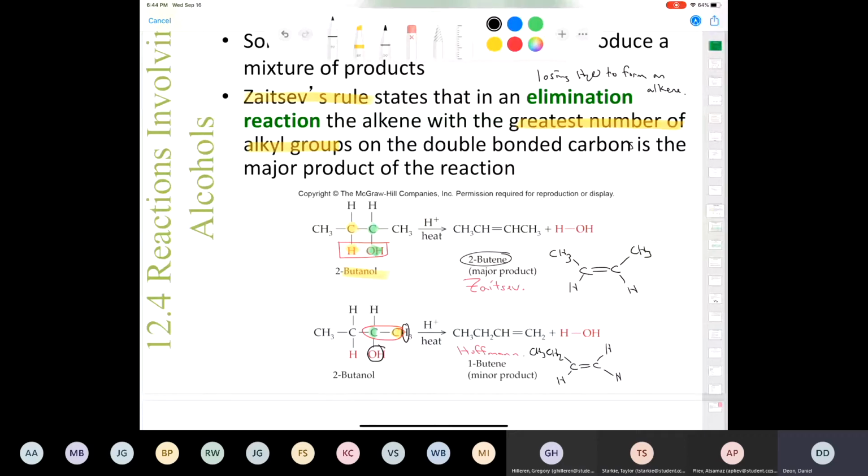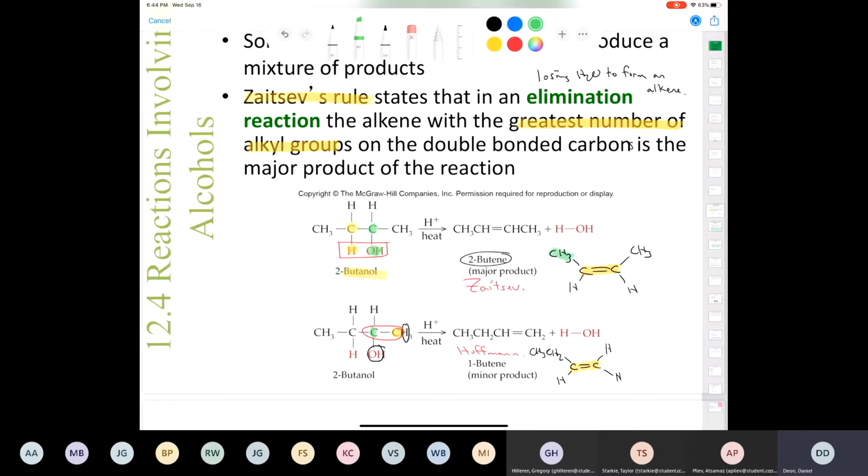Let's examine these two alkenes that I just took so much time to draw. Which one of these carbon-carbon double bonds has the most alkyl groups on it? 2-butene or 1-butene? Which one has the most alkyl groups? Okay, so people are saying 2-butene. You're right. Let's examine it very carefully. Look, here's the carbon-carbon double bond. Here's the carbon-carbon double bond.